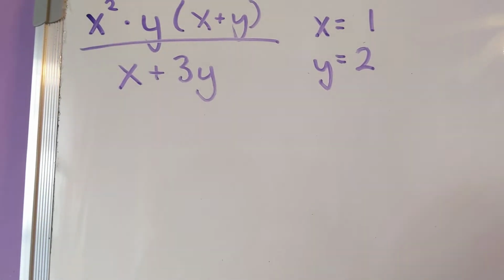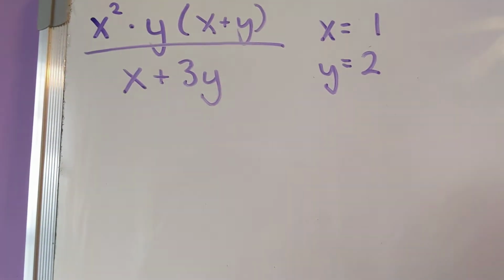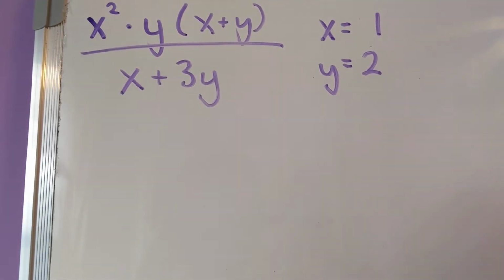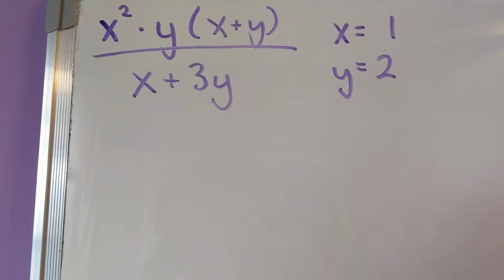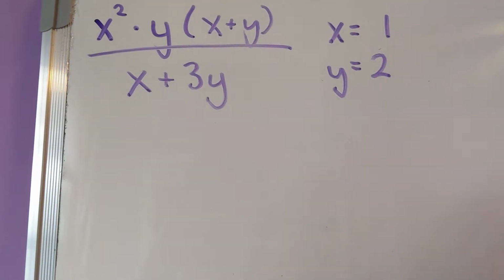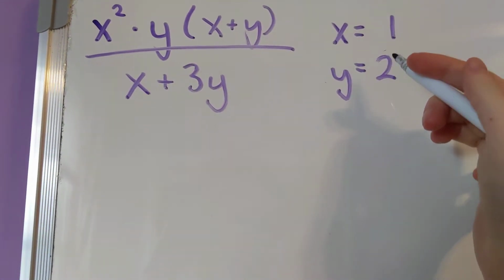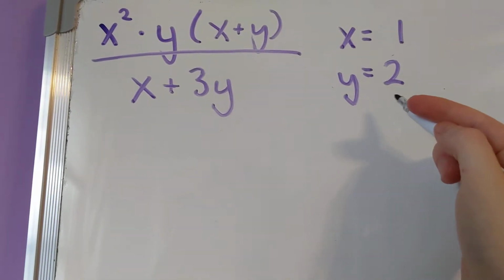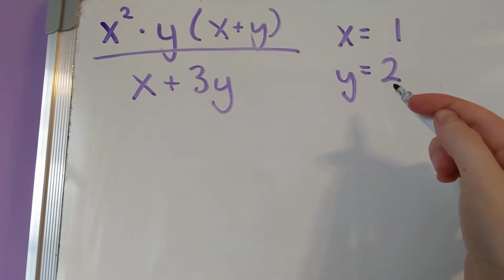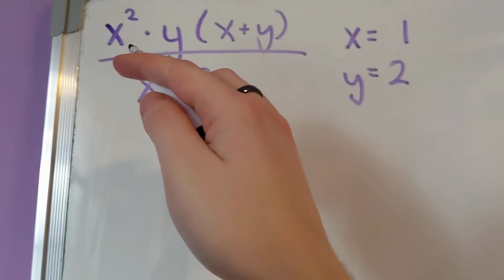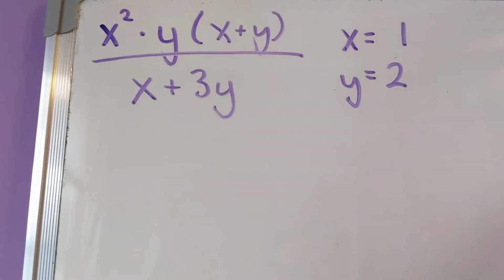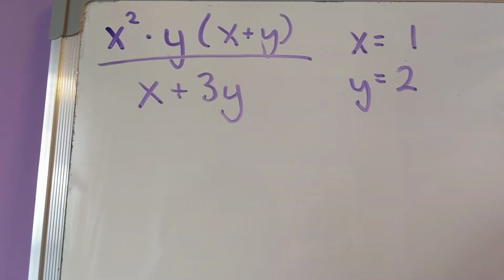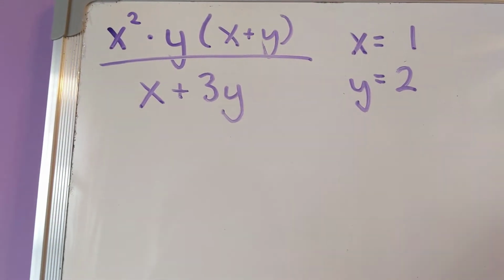This video is about evaluating algebraic expressions by substituting numbers for the variables. So the first step in all of these sorts of problems is to look at the numbers you've been given. In this case, we're given that x equals 1 and y equals 2. Go ahead and substitute those in for the variables in your expression. Substitute just basically means replace. So we're going to replace all of the x's with 1s and all of the y's with 2s.